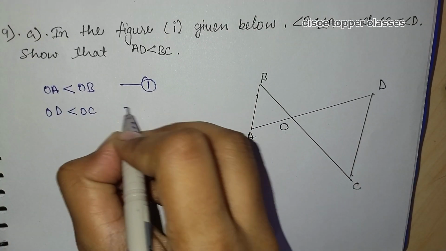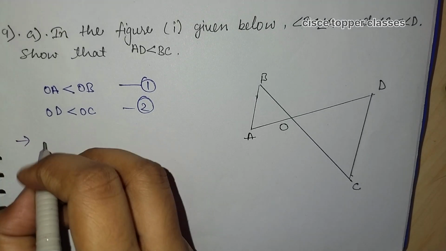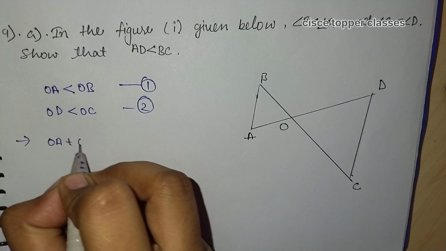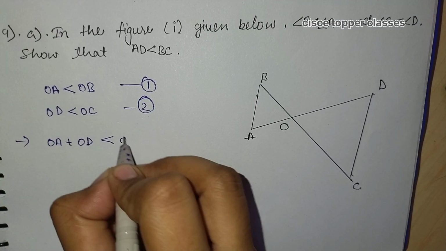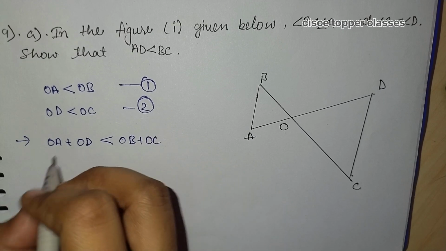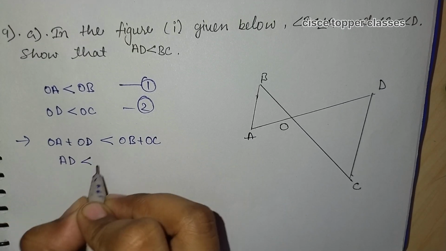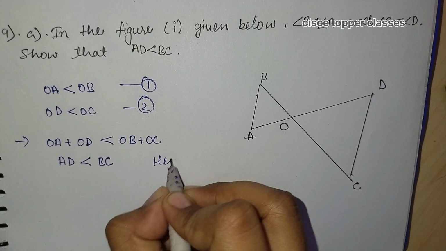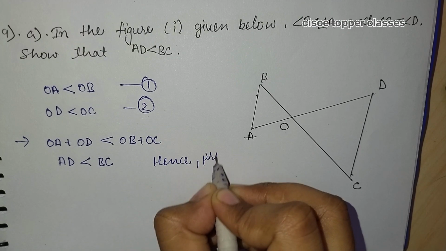So we will add these two inequalities. We can write it as OA plus OD is less than OB plus OC. From here we can write AD is less than BC. This is all we have to prove. Hence proved.